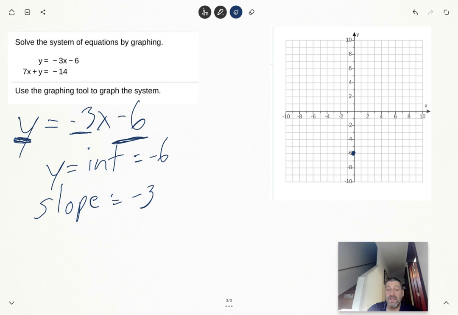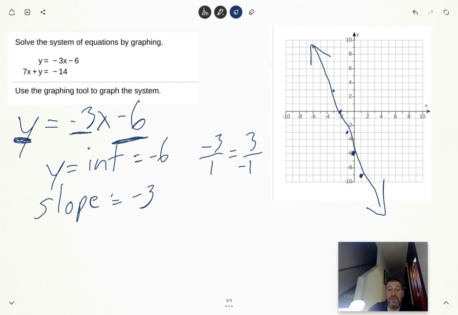And so a negative 3 slope means either rise negative 3, run 1, or it means rise positive 3, but run negative 1. Both of those would be a negative 3 slope. So in the first case, we would go down 3, forward 1 right there. But I could also go up 3, backwards 1 right there. So our line would look like that, except straighter.